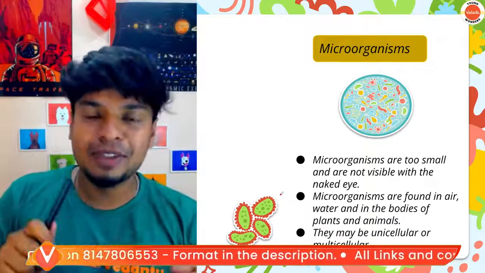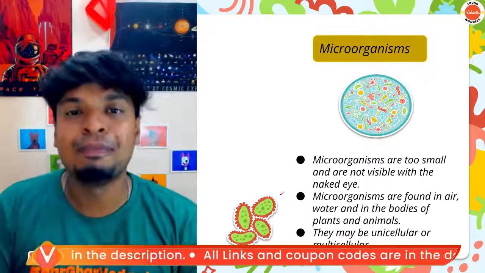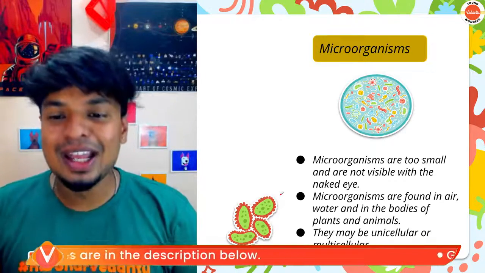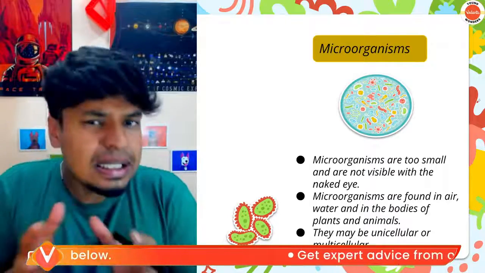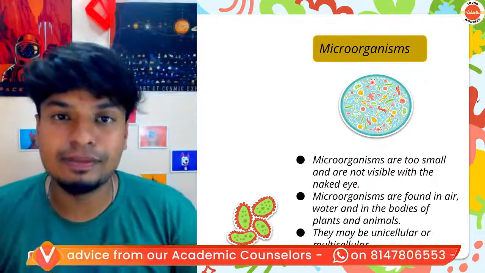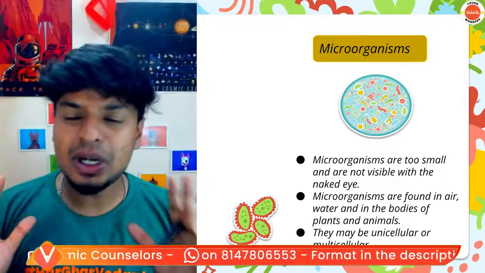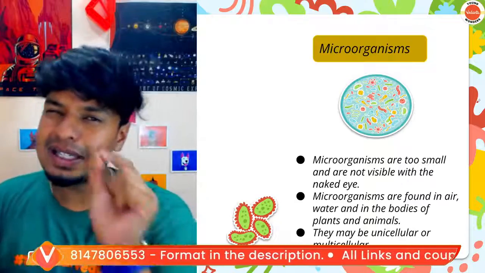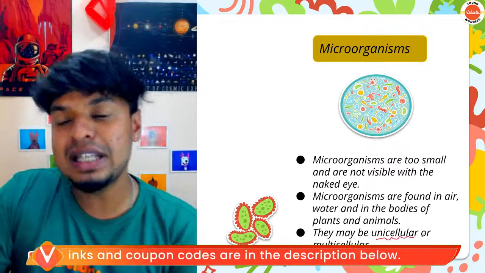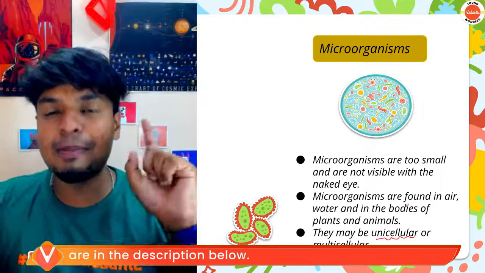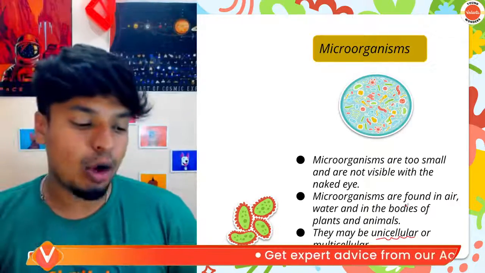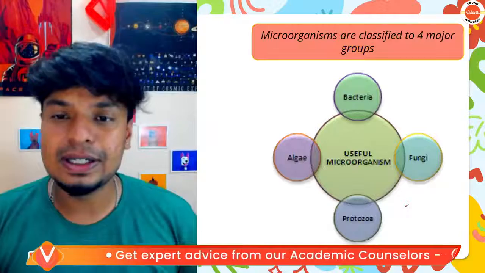They are present on your body, in water, in fire, in volcano. You name it, they are there. They may be unicellular or multicellular. We as humans are made up of trillions of cells in our body. But these microorganisms can be made of a single cell, just one cell. Those are unicellular. Uni means single. The organisms which are made up of a single cell are called unicellular organisms. Organisms which are made up of many cells in their body are called multicellular organisms.